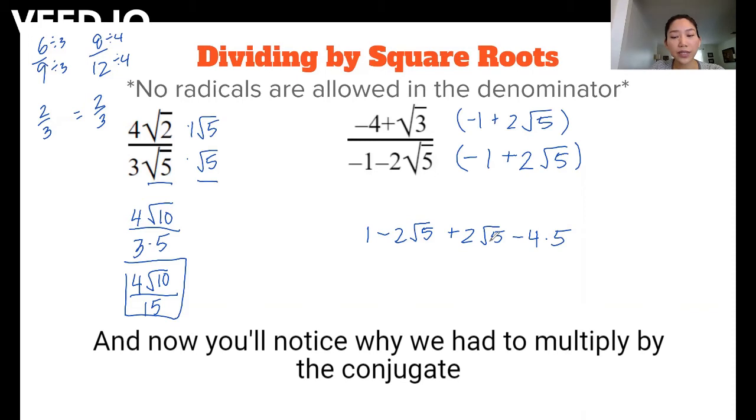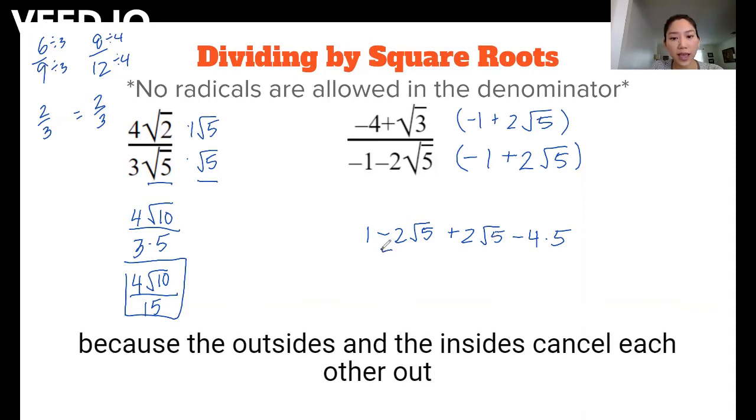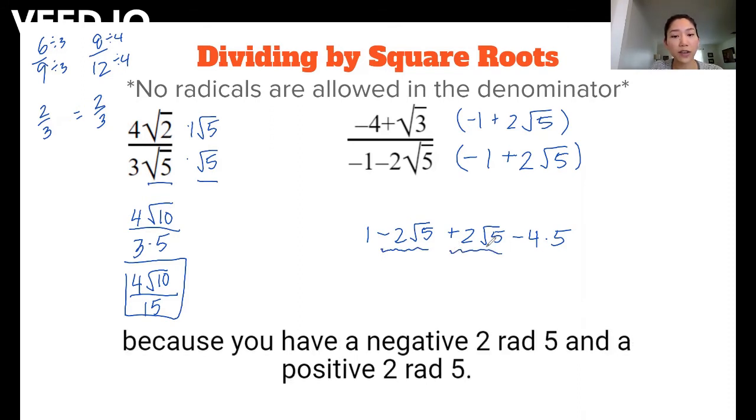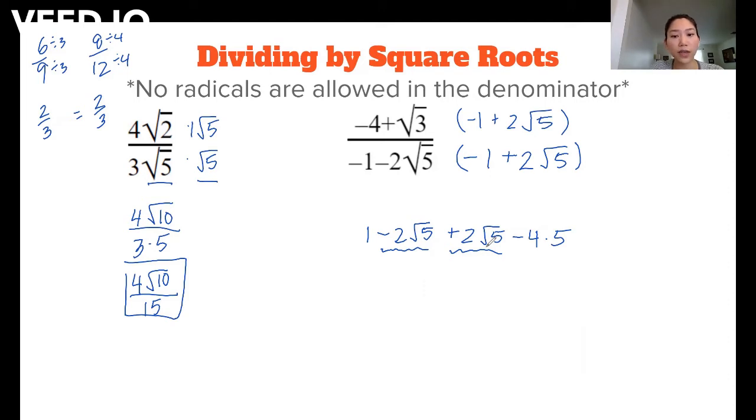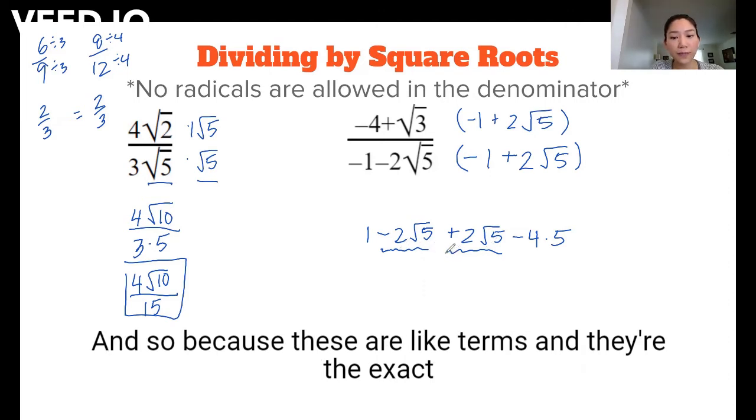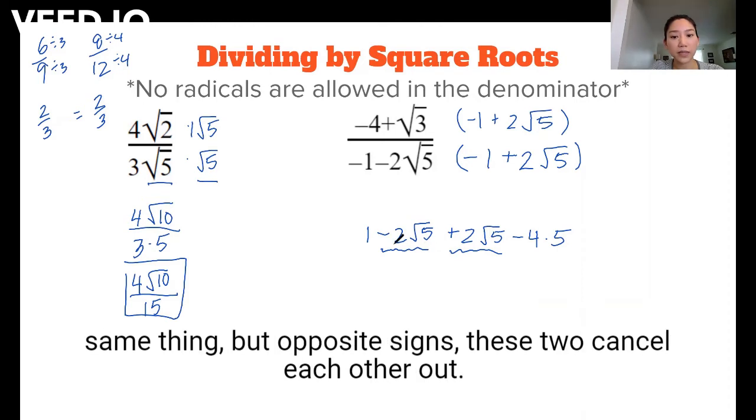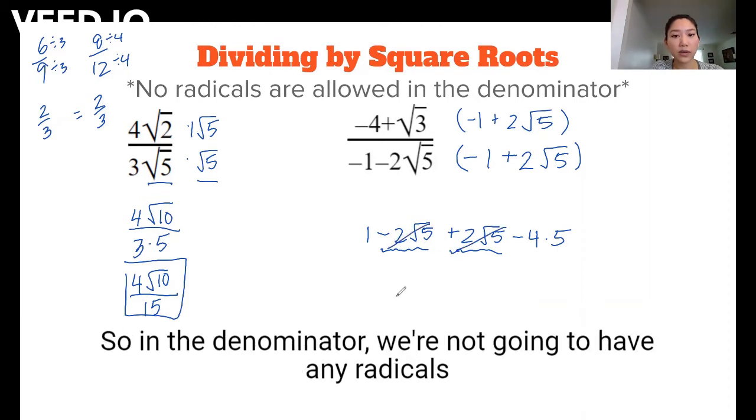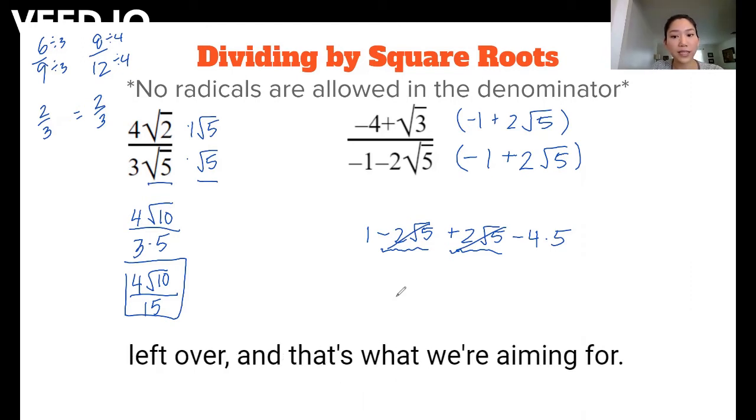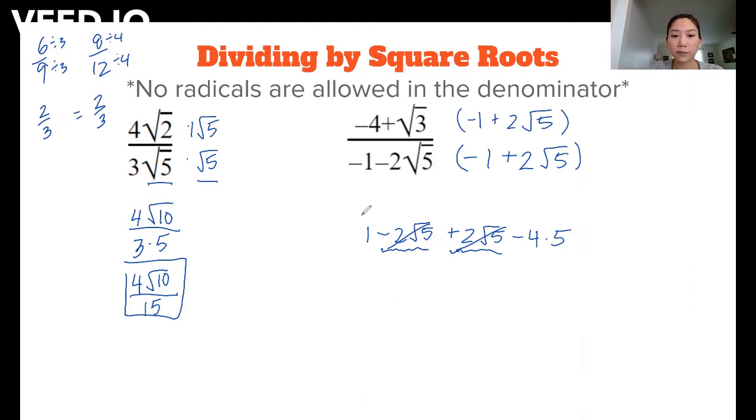And now you'll notice why we had to multiply by the conjugate, because the outsides and the insides cancel each other out, because you have a negative 2 rad 5 and a positive 2 rad 5. And because these are like terms and they're the exact same thing but with opposite signs, these two cancel each other out. So in the denominator, we're not going to have any radicals left over, and that's what we're aiming for. So that's a good sign.